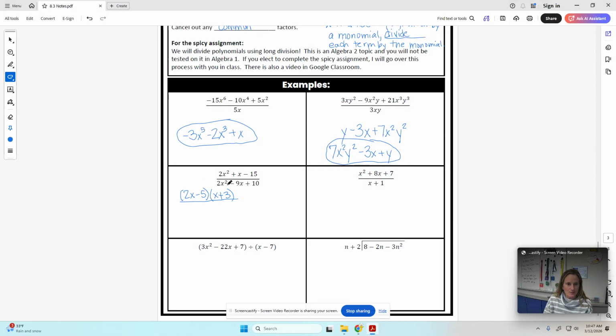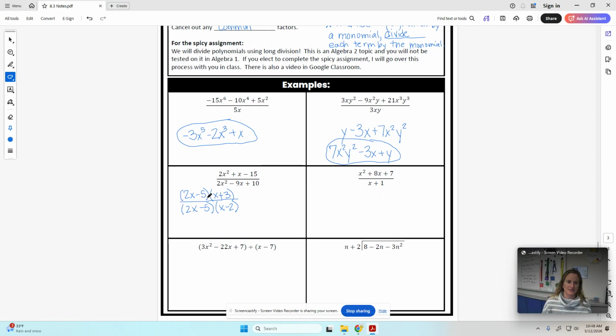The factored form of the denominator is 2x minus 5 and x minus 2. Once I have these in their factored form, which again, the factoring is the hard part, you just look for any factors that are the same on the top and the bottom. So this binomial 2x minus 5 is being divided by the binomial 2x minus 5.